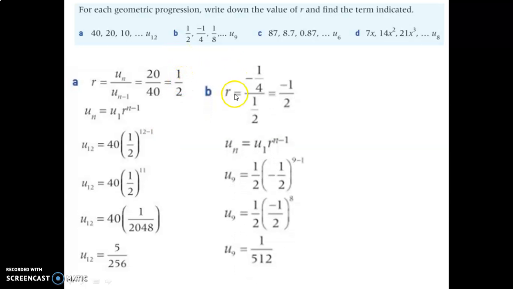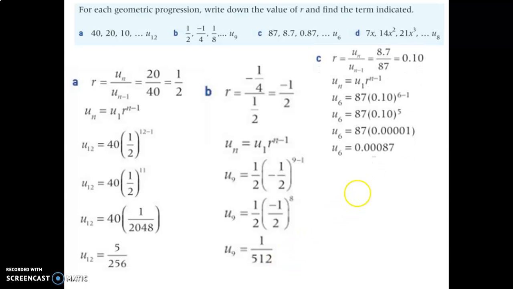In B, our common ratio can be found again by taking u2 divided by u1, the second term by the first term, or you could have done third term by second term, it doesn't matter which pair you choose. Divide those and you get this value. So our R value is negative 1/2. Use the formula, plug it in, and the ninth term is this. Okay, C.